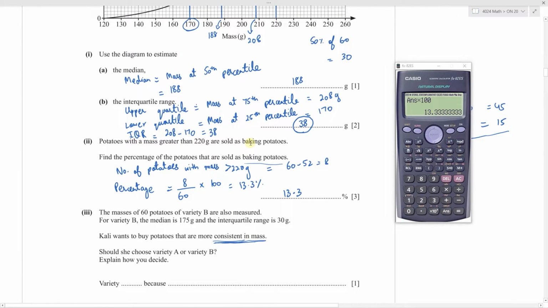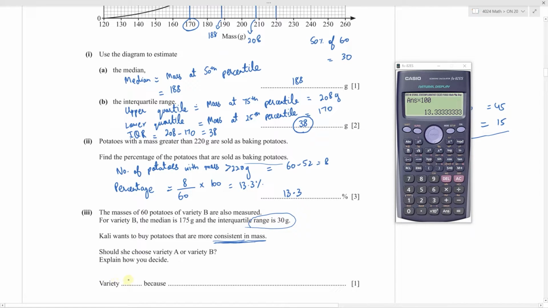So we can find this information from the interquartile range, which is the difference between the upper quartile, which is the mass at 75th percentile, and the lower quartile, which is the mass at 25th percentile. So for variety A, the interquartile range is 38 grams, but for variety B, the interquartile range is 30 grams.